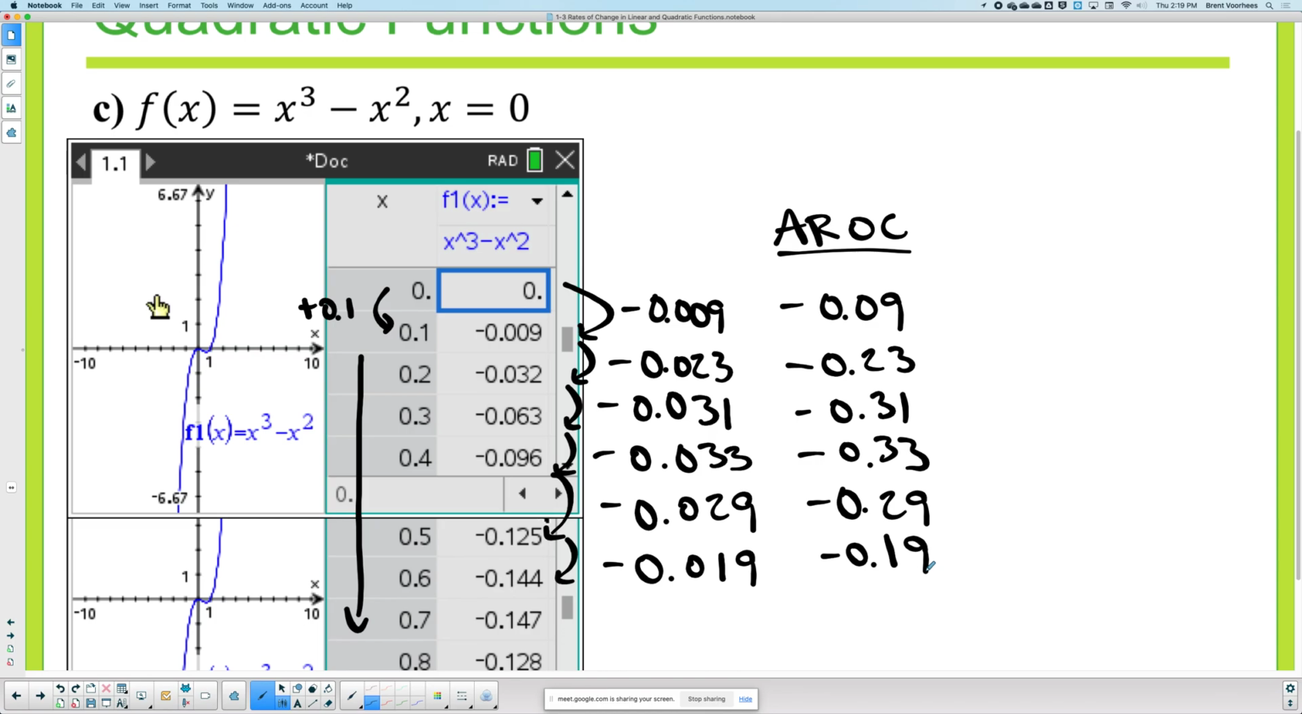Now we're going to do delta, or change, in A-rock. The change in the A-rock. What can you tell me? How much do we change by going from negative 0.09 to negative 0.23? Negative 0.14. What about from here to here? 23 to 31? 0.08.